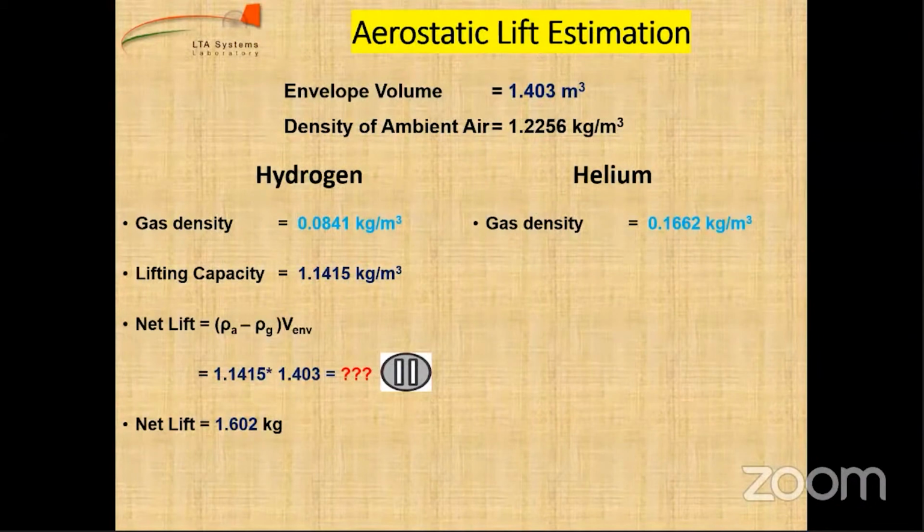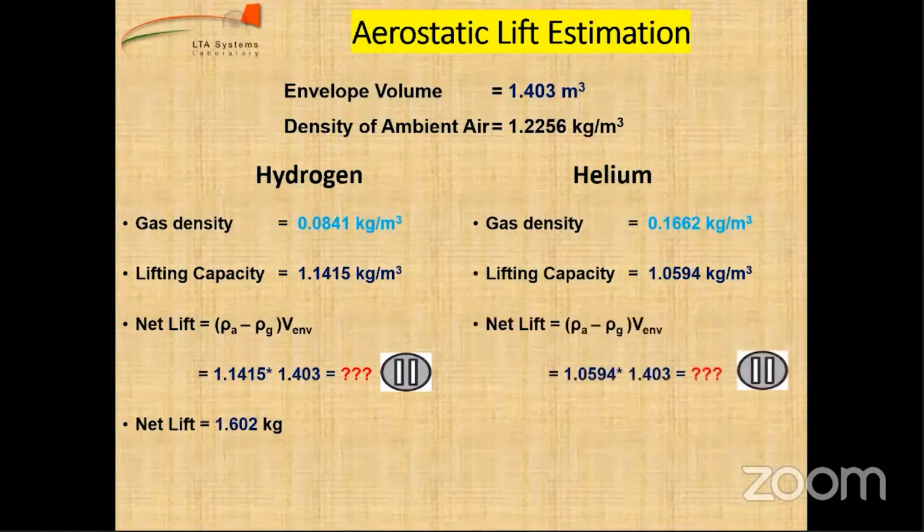So 1.0594. Then again, what's the net lift that you get by multiplying the values? 1.486. So now we have what lift the envelope will produce if you have hydrogen inside it and if you have helium inside it.